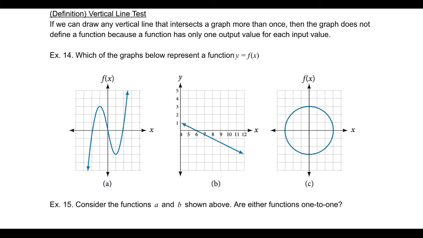So let's attempt to draw a vertical line. Could we draw a vertical line that will cross this more than once? No, I'm not seeing anywhere. This is a function. All right. Part B. If you notice, no matter where I draw a vertical line, it's never going to cross that more than once. So that is also a function.